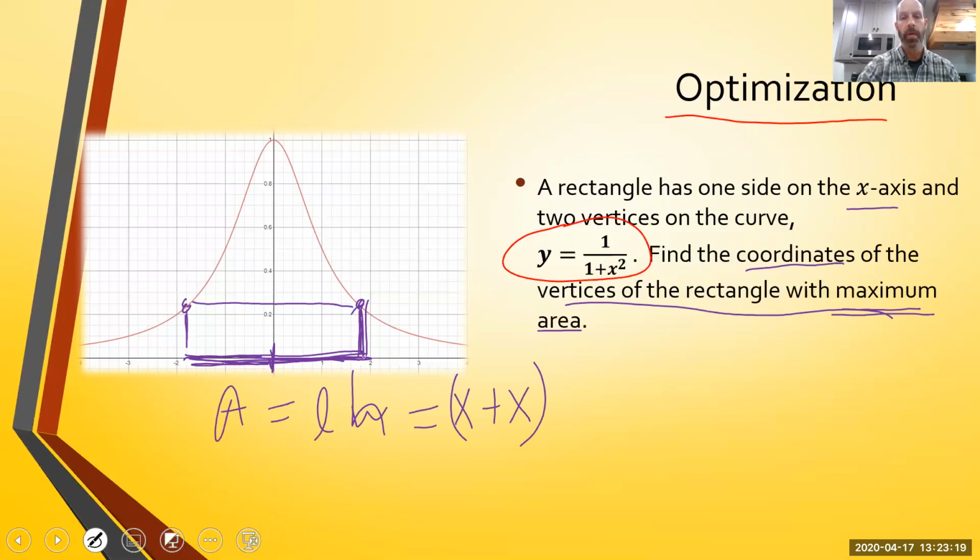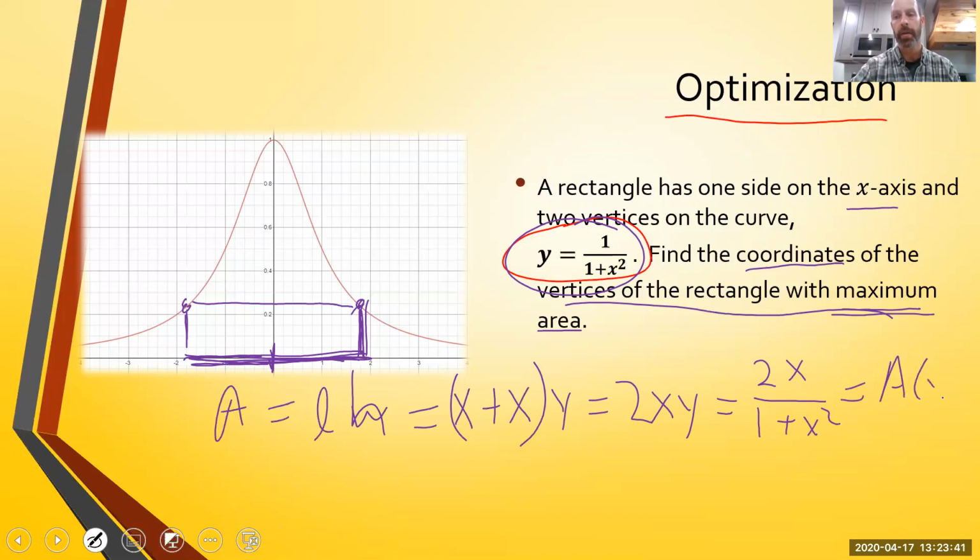And then what's the height going to be? Well, the height's going to be the y value. Now we can simplify this to 2x times y, which can be further simplified because guess what we know about y? y is equal to 1 over 1 plus x squared. So this is the same thing as 2x over 1 plus x squared. This is our area function, written in terms of x. This is the key to this problem, and the hardest part of the problem probably is setting that up.